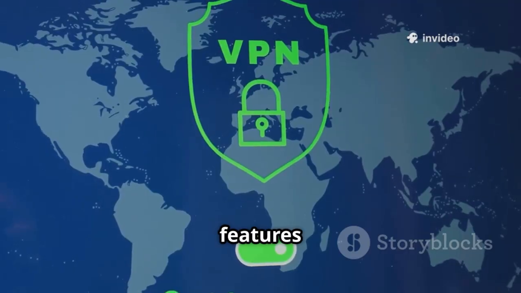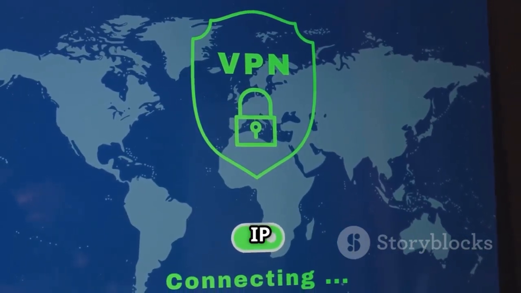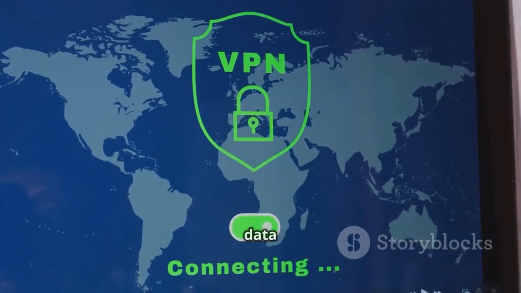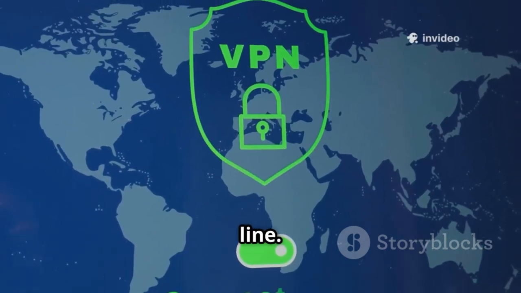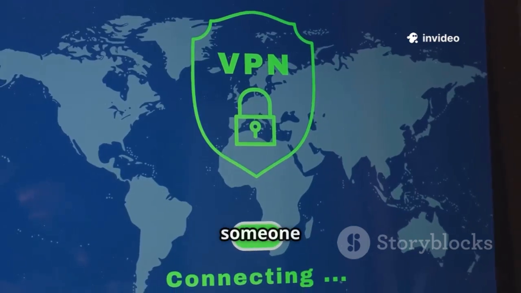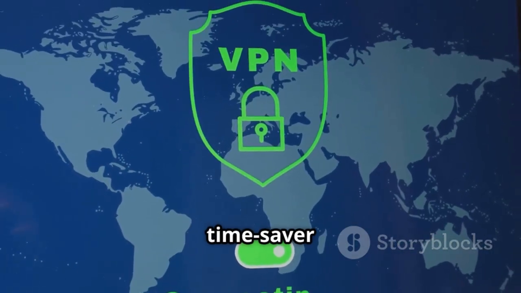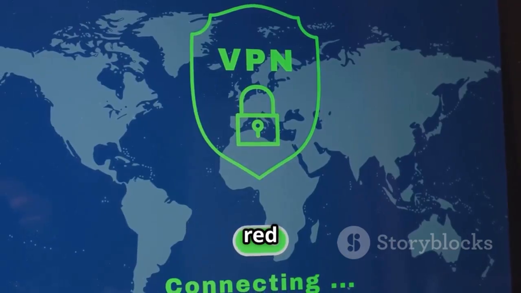One of my favorite features is how ipinfo.io automatically flags whether an IP is associated with a VPN, a data center, or a residential line. This is crucial for identifying anonymizers or understanding if someone is trying to mask their real location. It's a huge time saver and helps you quickly spot red flags.